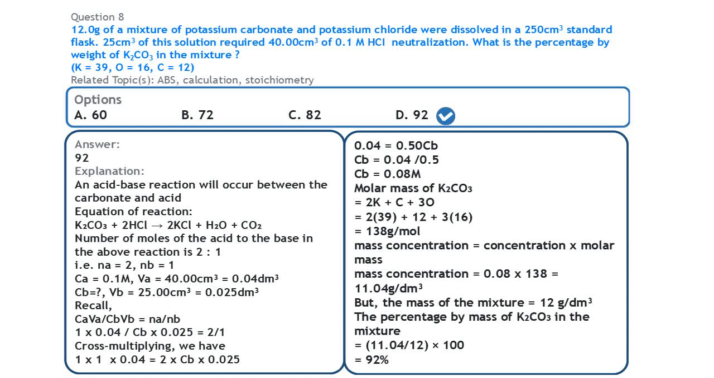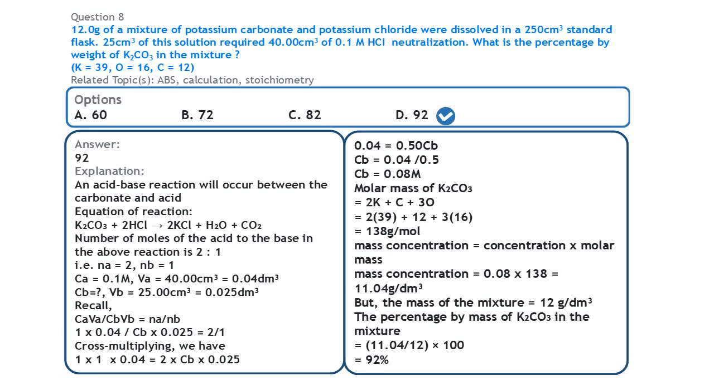So the number of moles of the acid is 2 here. The number of moles of the base, the carbonate, as the case is here, is 1. Then we use our formula: concentration of acid times the volume of acid over the concentration of the base times the volume of the base is equal to the number of moles of the acid over the number of moles of the base. And already we have some of this information from the question. The concentration of the acid we are given here as 0.1 mole per dm cube. The volume of the acid is 40 cm cube of the hydrochloric acid.